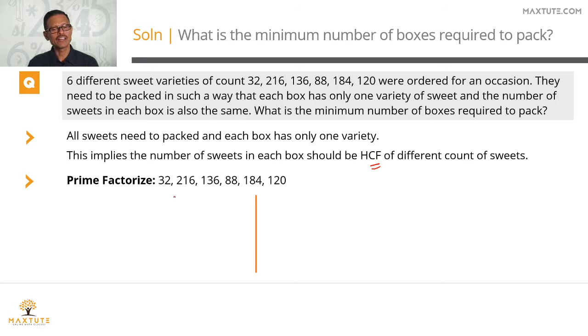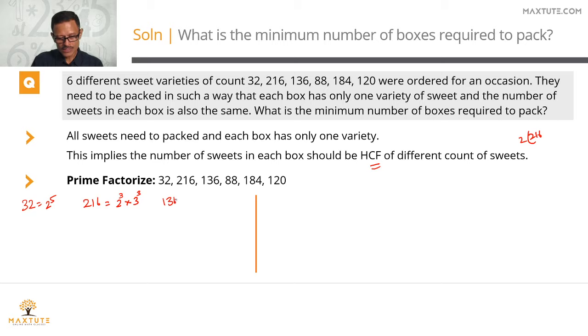Let's start by prime factorizing these numbers. 32 prime factorizes as 2 power 5. 216 is 6 cube. 6 is 2 into 3. So 216 becomes 2 cube times 3 cube. Wherever something is not evident, just run through it this way. Pick 216, divide by 2, and run through the successive division. Where you know the answer, just go with it.